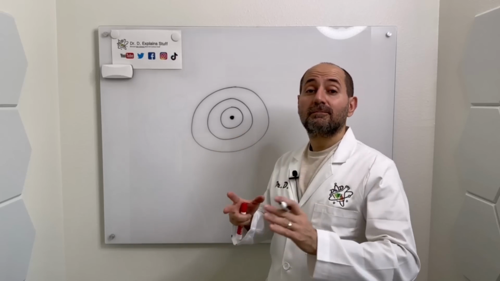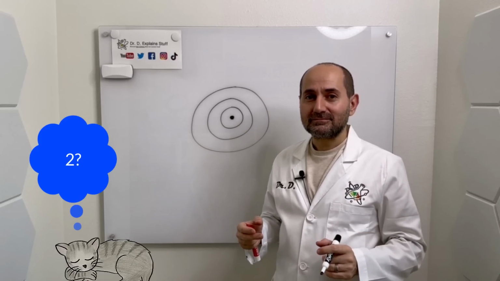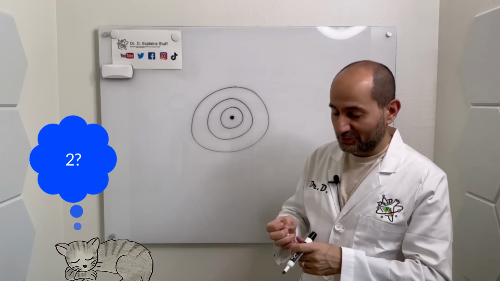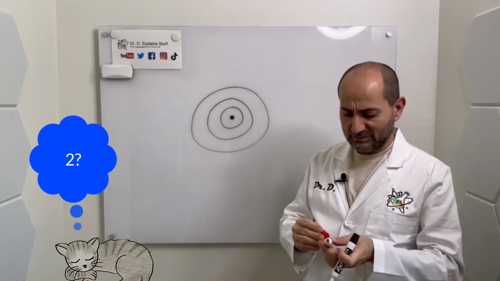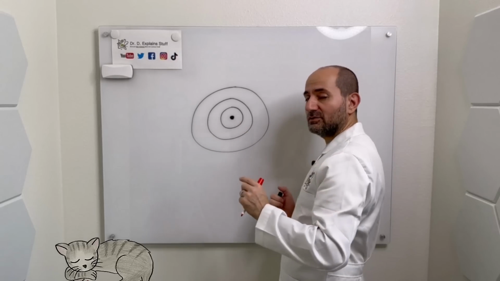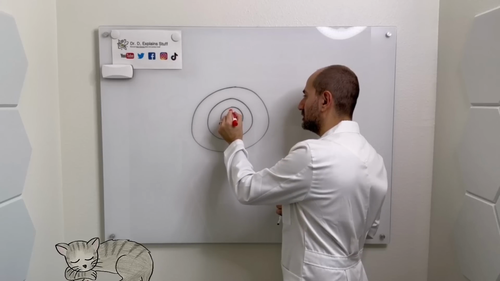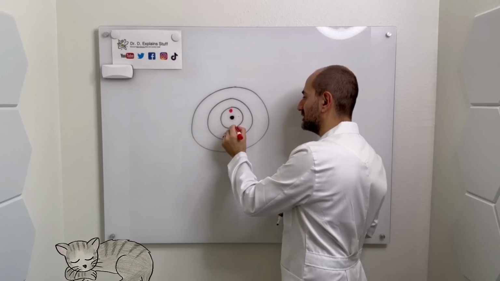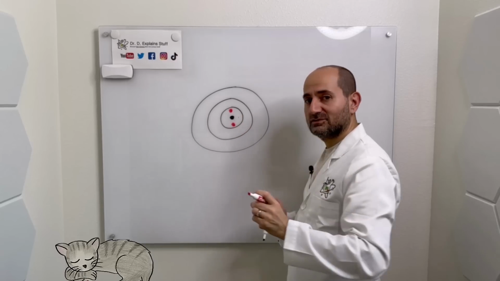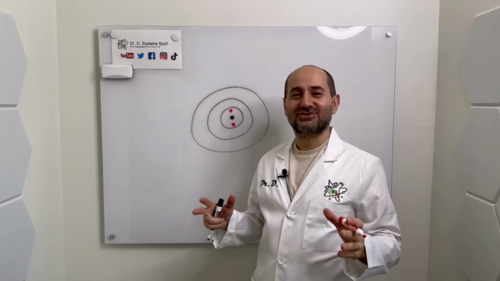And remember, only 2 electrons can exist in any one orbital. That's right, the answer is 2. And I'm going to draw the electrons in red so we can keep track. So the first shell, the first layer, contains 2 electrons. I'm just going to draw them like this. 2 electrons exist in the first layer of cake, all right, in the first shell.